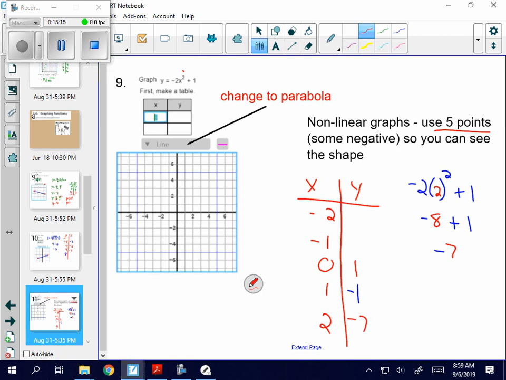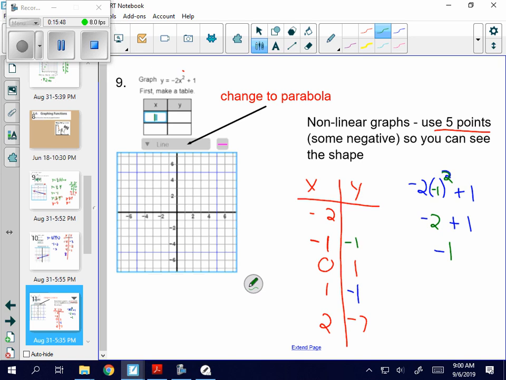Now, when we go backwards and fill in the rest of the table, you're going to notice something kind of interesting. So let's go back and we'll plug in our negative 1, pause, and you do it without me. So negative 1 squared is positive 1. Please don't multiply negative 2 times negative 1 and make things positive. Order of operations says we have to evaluate that exponent first. Negative 1 squared is positive 1 times negative 2 is negative 2 plus 1 is negative 1.